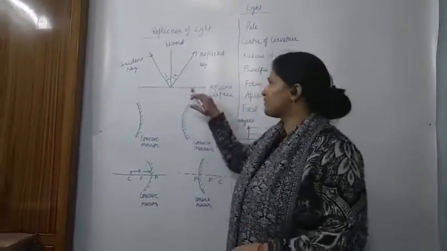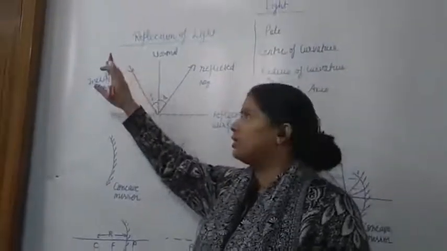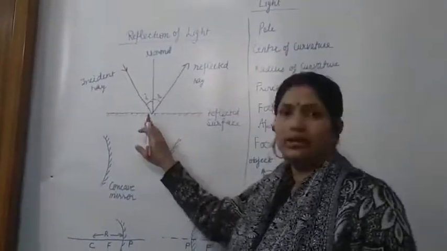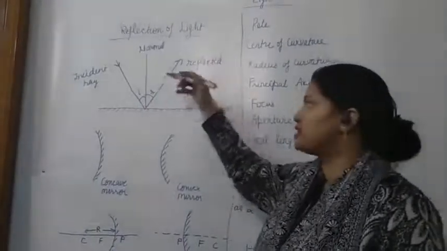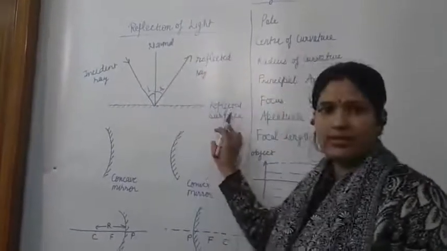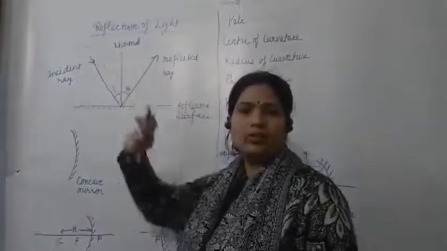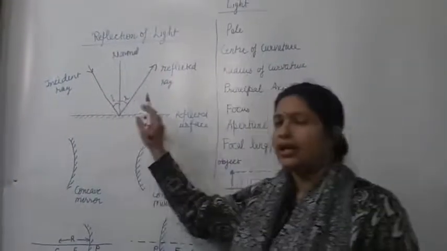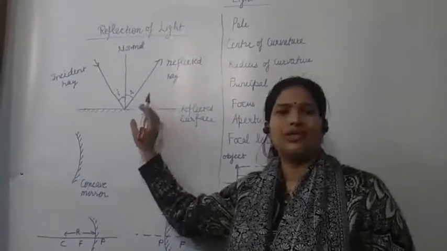Suppose this is a clean surface, that is a reflecting surface, and a light is incident on it, then it will get reflected along the same direction with some angle. Suppose this is a perpendicular drawn on the reflecting surface. The angle between the incidence ray and the normal is called the angle of incidence, and the angle between the reflected ray and the normal is called the angle of reflection.